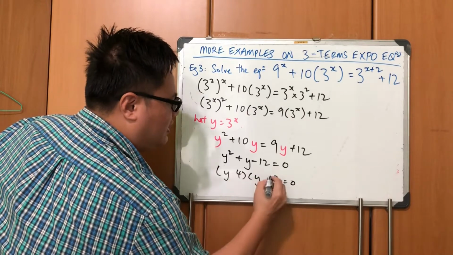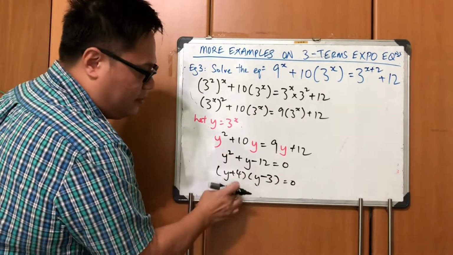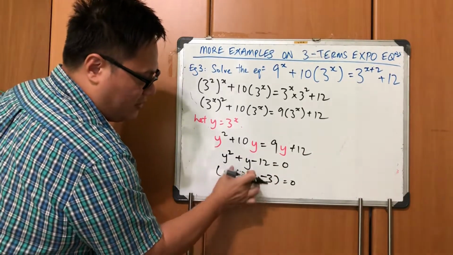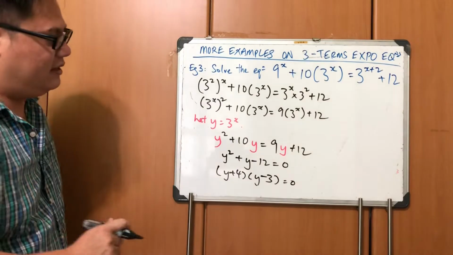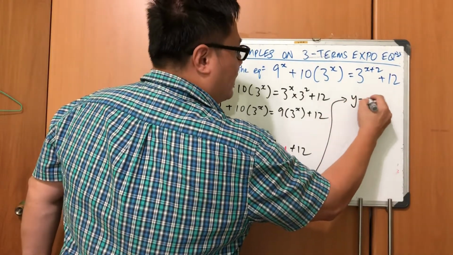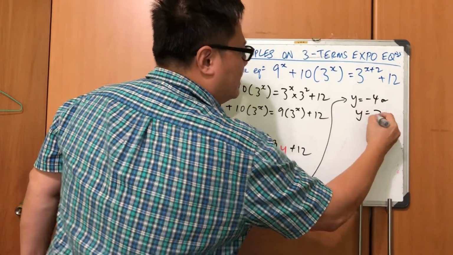So 4 and 3, plus minus. Double check. y times y is y squared. Positive 4 times negative 3 is negative 12. 4y minus 3y is positive 1y. Correct. So from here, it tells us that y is equal to negative 4 or y is equal to 3.